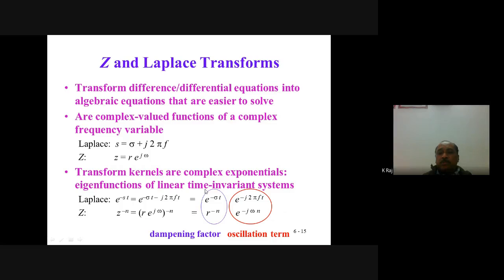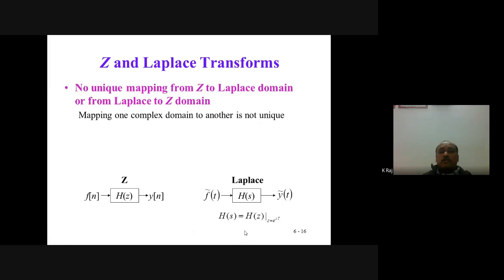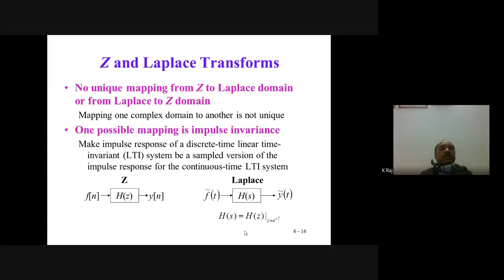Now, if we see these values encircled by the blue color, these values are responsible for the damping, or we can say these are the damping factors. And the second terms, that is e to the power minus j2 pi ft in the case of the Laplace, and e to the power minus j omega n, are the oscillation terms. So we will consider only the second one during the processing of the signals.